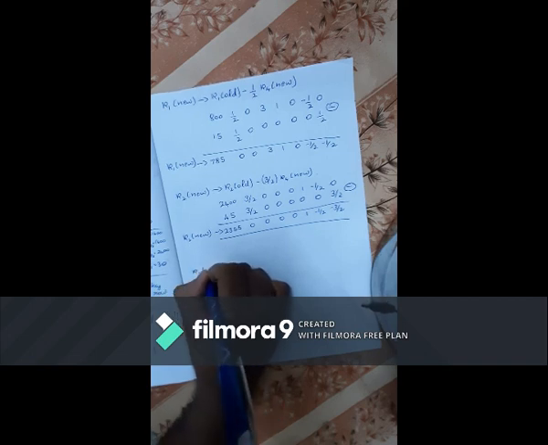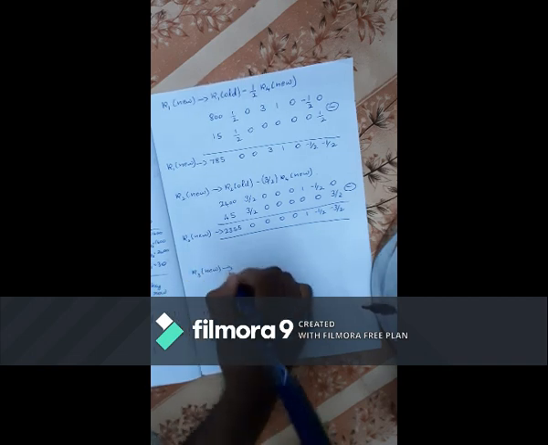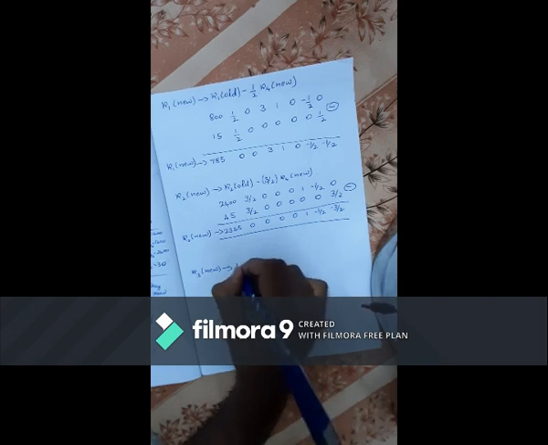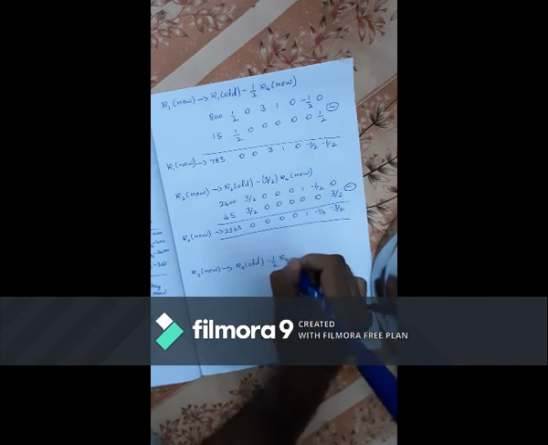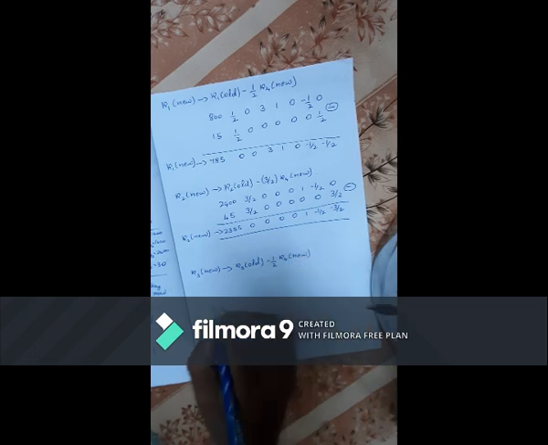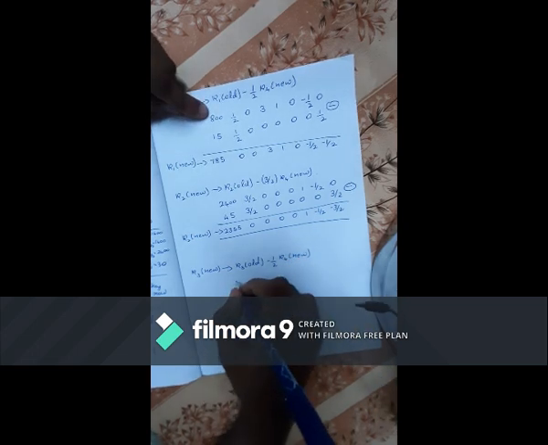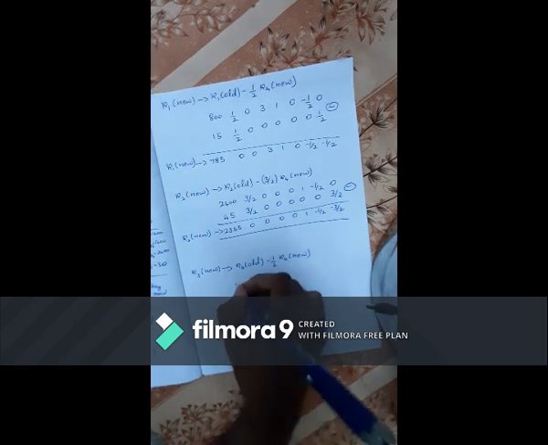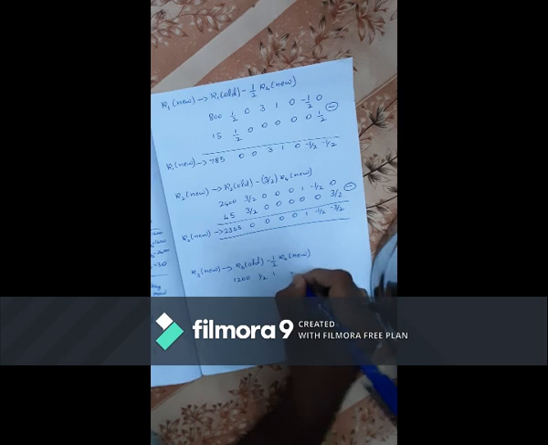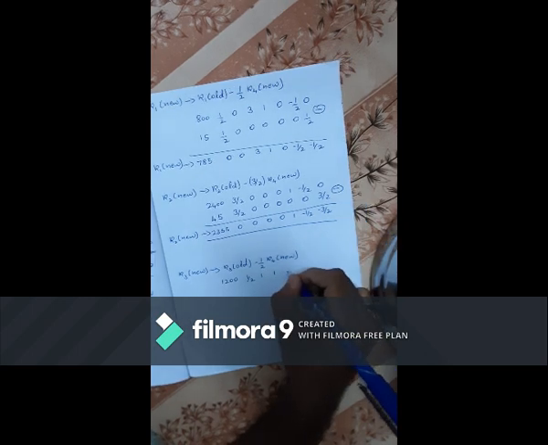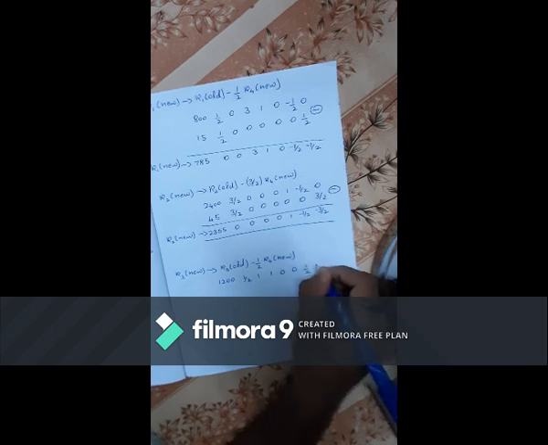Next we calculate the value of R3 new, which is equal to R3 old minus 1 by 2 R4. So what is the R3 old value? It is 1200, 1 by 2, 1, 1, 0, 0, 1 by 2, 0.